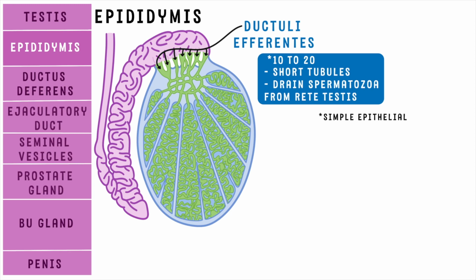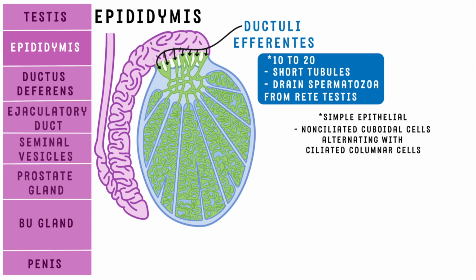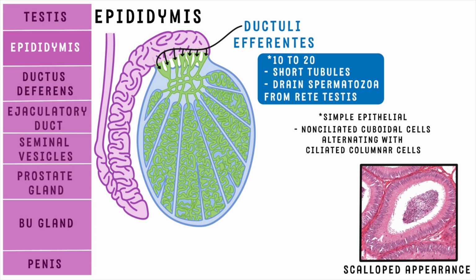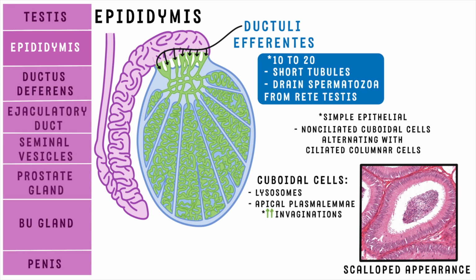The simple epithelial lining of the lumen of each ductule consists of groups of non-ciliated cuboidal cells alternating with regions of ciliated columnar cells. The successive clusters of short and tall epithelial cells impart a scalloped appearance to the lumina of the ductuli efferentes, a notable characteristic of those ductules. The cuboidal cells are richly endowed with lysosomes, and their apical plasmalemma displays numerous invaginations indicative of endocytosis. These cells are believed to resorb most of the luminal fluid elaborated by the Sertoli cells of the seminiferous tubule.